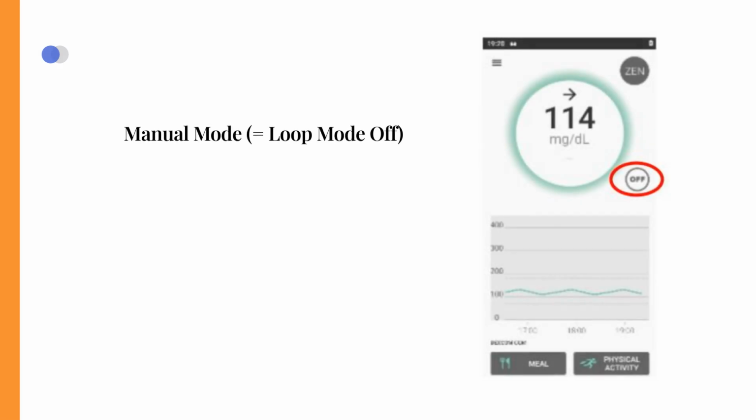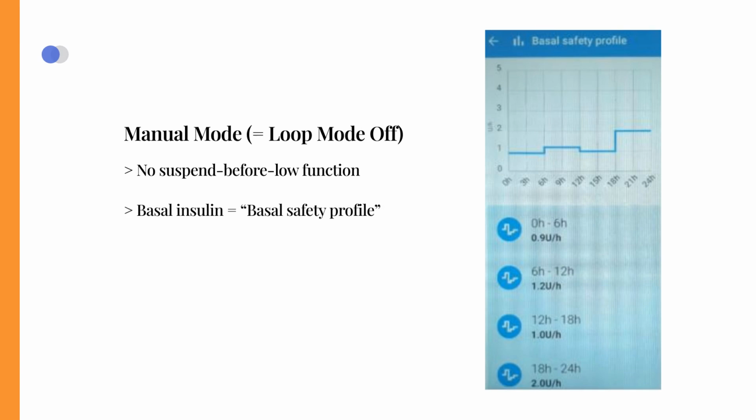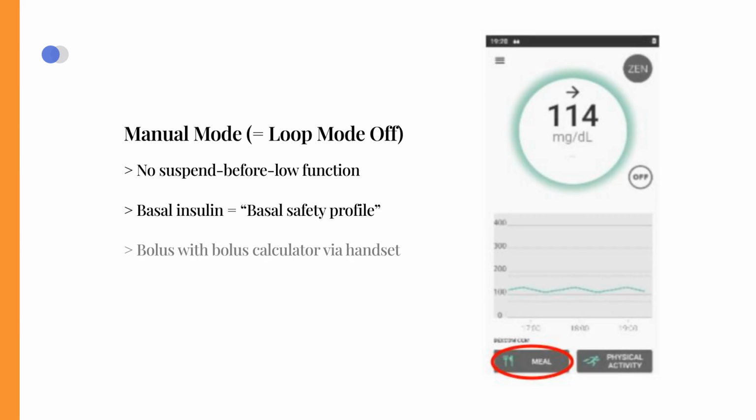In manual mode, there is no suspend for low function available. The basal insulin delivered in manual mode is referred to as the basal safety profile, and you have the ability to adjust it directly from your handset. Additionally, if your handset is still connected to the pump, you can use it to give an insulin bolus or set a temporary basal rate.